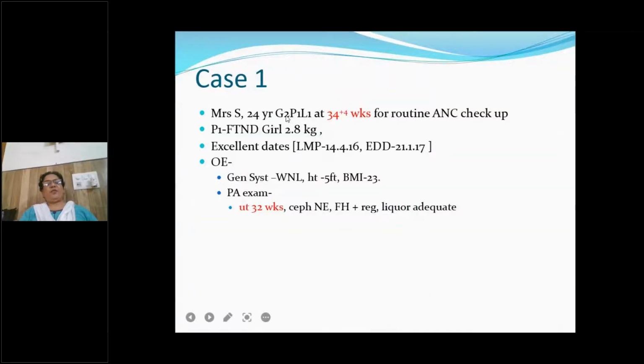This is a 24-year-old Gravida 2 Para 1 Live 1 at 34 weeks and 4 days gestation.